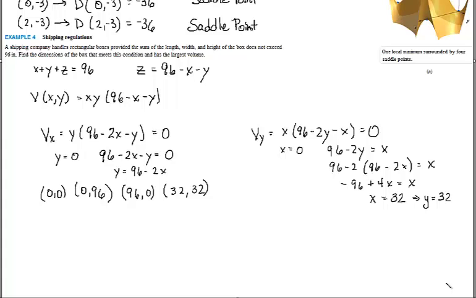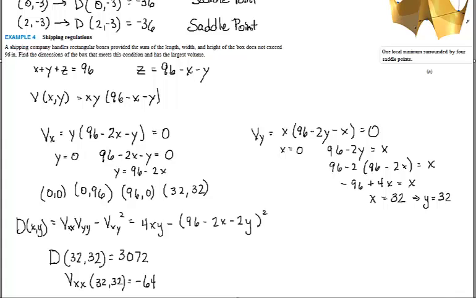So I'm just going to compute my discriminant and plug in from there, because remember, I am looking for the maximum. Alright, and you can check out all of the points. However, when I check out the point 32, 32, I will find that my discriminant is greater than 0, and the value of my second partial with respect to x is -64, so that would be less than 0, and using my second derivative test I would find that the point 32, 32 is my maximum.